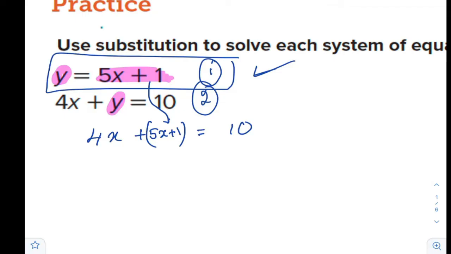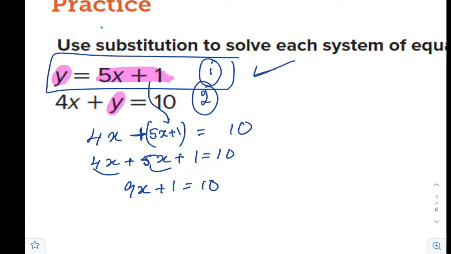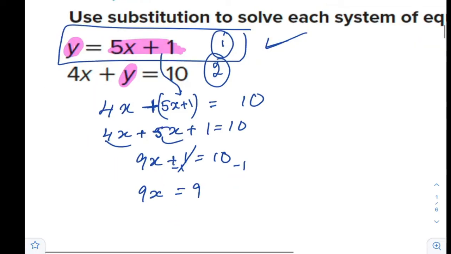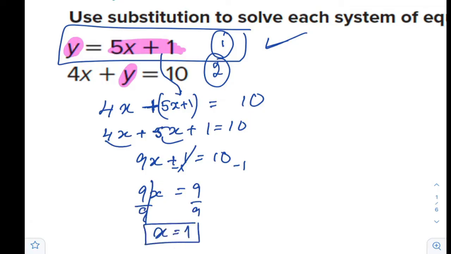Now, combining like terms, since there is only a plus here without a number to multiply or a subtraction, this is equivalent to the following equation. Combining 4x plus 5x gives 9x. Subtract 1 from both sides, or take the 1 to the other side as we get used to. So 9x is equal to 9. Dividing by 9, x is 1. Now we have found the value of x.